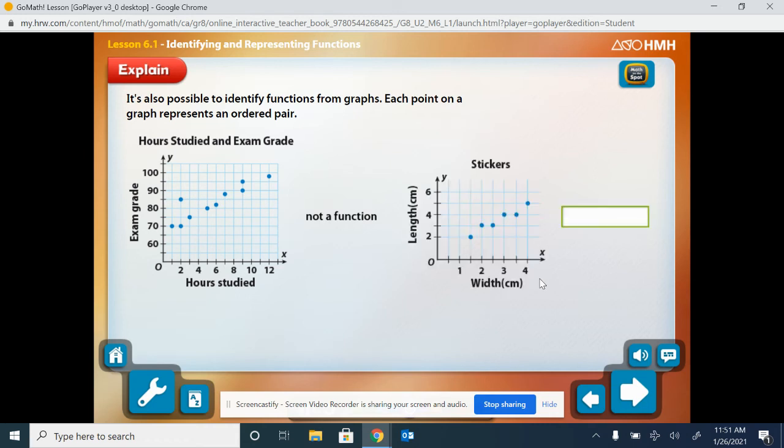Here's another graph. This graph shows the relationship between the width of a sticker and the length of the sticker. Is the relationship represented by the graph a function? So once again, I draw a vertical line, it hits only 1 point. Another vertical line hits 1 point, 1 point. No matter where I put the vertical line, it's only going to hit 1 point. So that means it is a function. Correct. The graph represents a function.